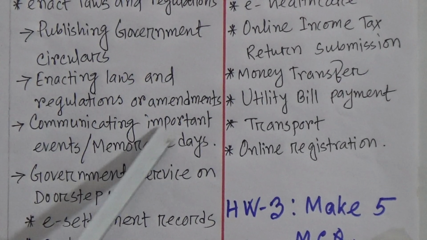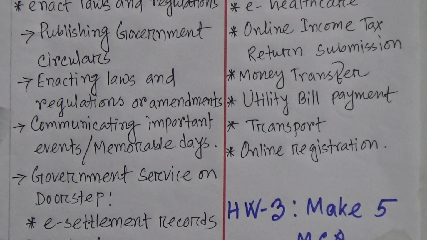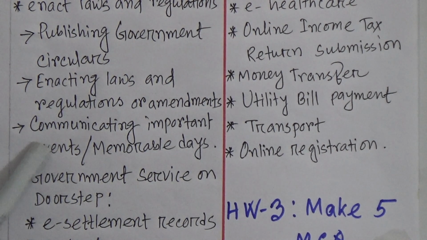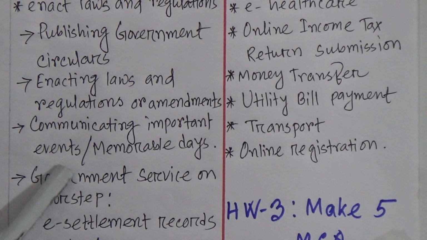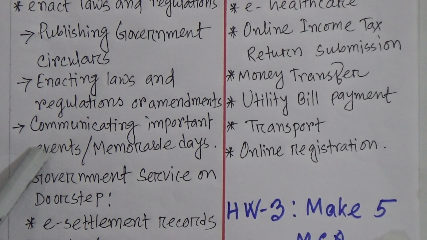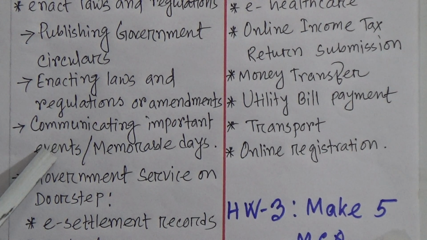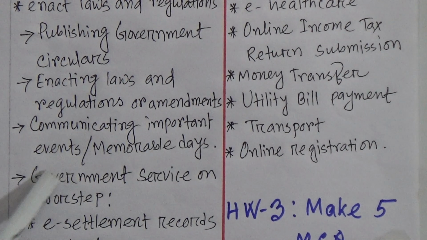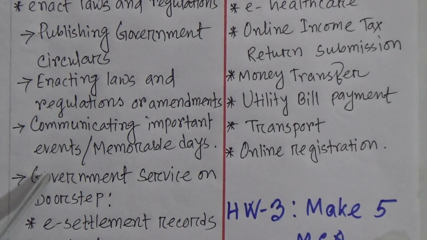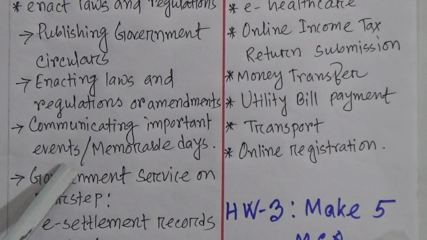And then communicating important events and memorable days. Dear students, imagine that 26 March is our national day. On that day you or your parents receive messages on mobile phones, and through that message the government reminds us about that memorable day. So on every memorable day or any important event, our government communicates with us by sending such messages, and this is one of the benefits of information and communication technology.